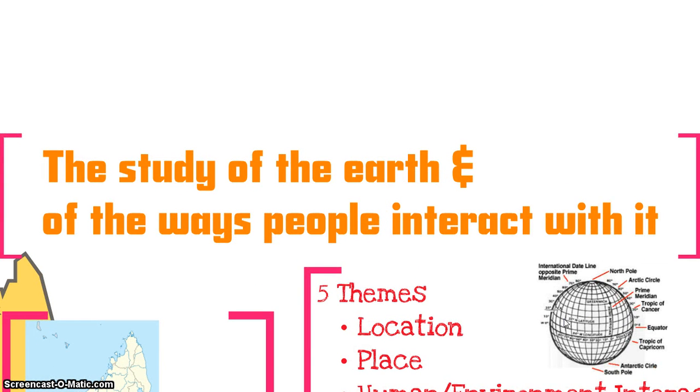Geography is a physical science and a social science combined. We are going to study human geography, which is a social science. It talks about the cultural features of certain places. Geography's definition is the study of the earth and of the ways that people interact with it, so it is way more than just maps.